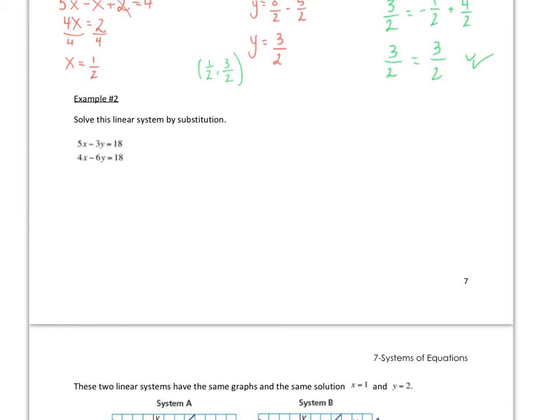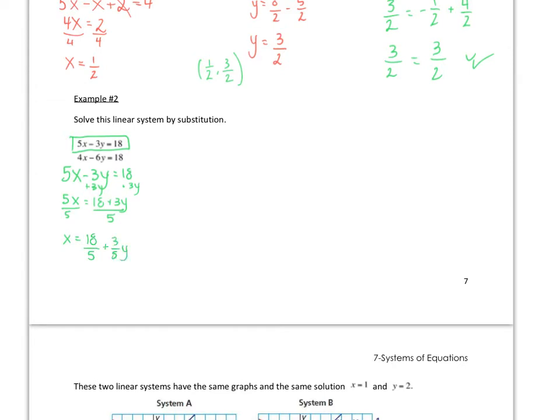But it doesn't really matter who you pick now. So just rearrange one equation to isolate for a variable. I'm going to isolate for, let's say, x this time, because we had y by itself last time. I'm going to do that to our first equation here: 5x minus 3y equals 18. So I'm going to add 3y to both sides. I get 5x equals 18 plus 3y, and I need to divide both sides by 5. So x equals 18 over 5 plus 3 over 5y.